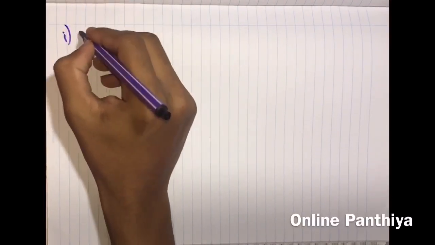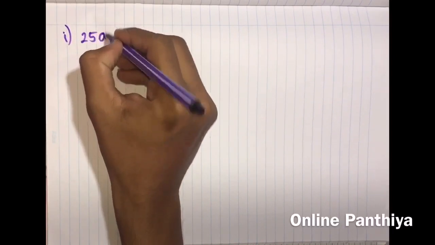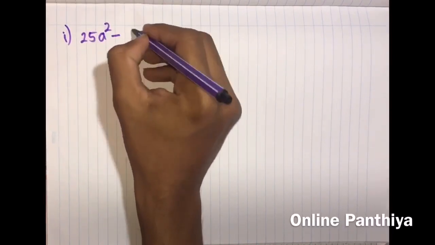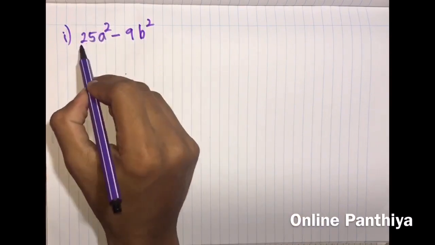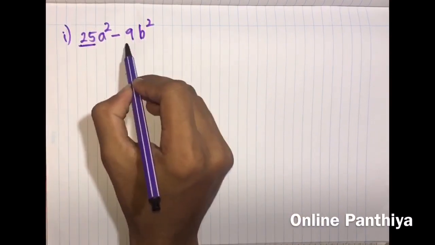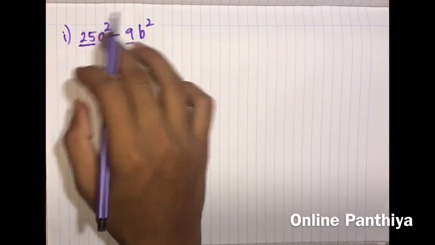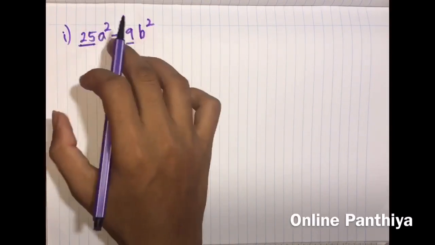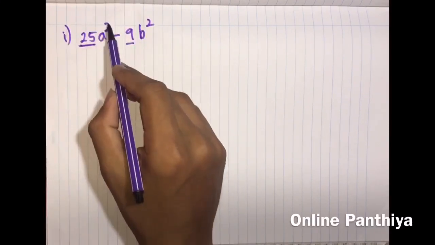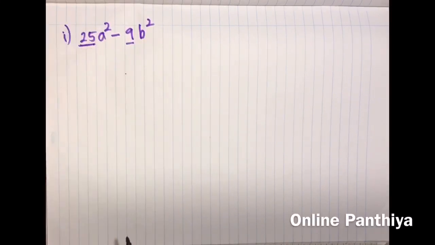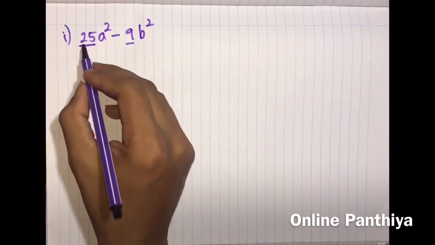Okay, I'll start from 1. Say a question of this type. What is the way of factorizing? Now observe, some terms are in square terms, but is this 25 in square term? No. This 9? No. Always when you factorize these types of questions, the whole term should be in square term. Understand? Okay. Therefore let me change.